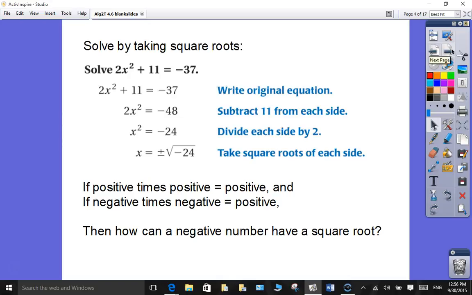So let's take this example, which is something we could solve, this quadratic equation, because there's no x to the first term, no linear term, by isolating the squared term and then taking the square root of both sides. But then we have to take the square root of a negative number. How do you take the square root of a negative number? I mean, if you think about it, a positive times a positive is a positive, and a negative times a negative is a positive. So how could you find a number that multiplied times itself would equal a negative?